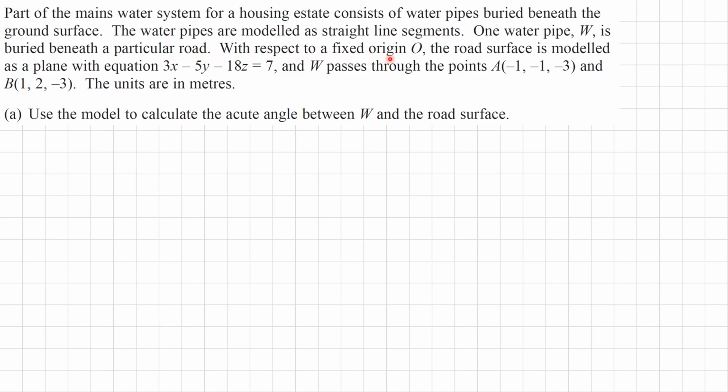With respect to a fixed origin O, the road surface is modelled as a plane with equation 3x minus 5y minus 18z is equal to 7. And W passes through the points A (-1, -1, -3) and B (1, 2, -3). The units are in meters. Part A. Use the model to calculate the acute angle between W and the road surface.